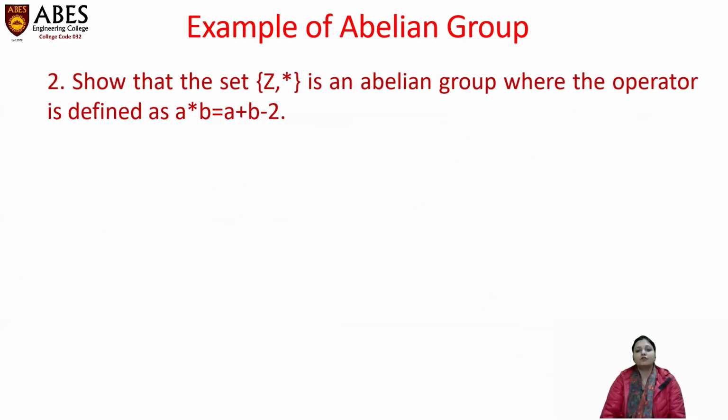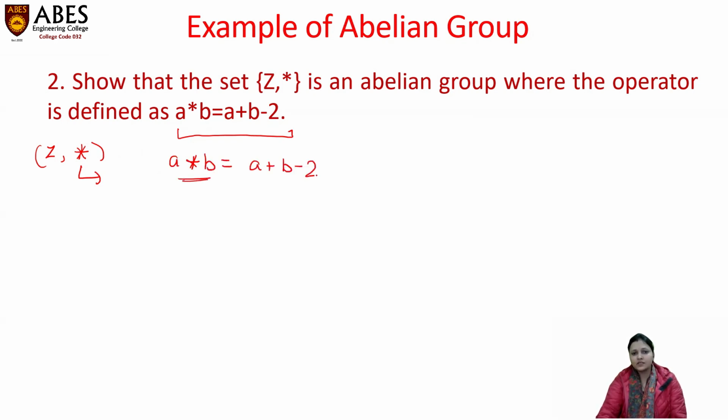Here is another example for abelian group. This example is a bit different from the last example. Here the set given is the set of integers and the operator is star, and in the question the definition of this operator is given. This is an equative question. The definition says if we apply this star operator between any two values, it gives a plus b minus 2.